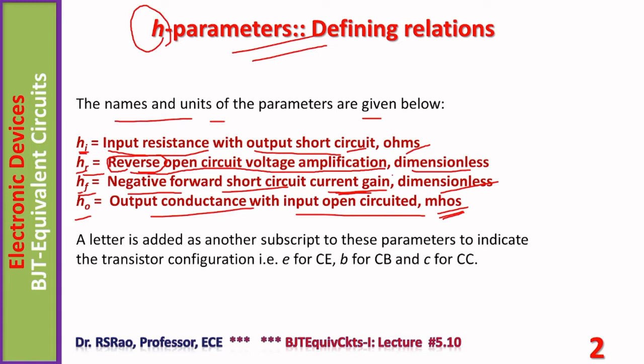dimensions quantities. A letter is added as another subscript to these parameters to indicate a transistor configuration. E for CE, B for CB, C for CC. For example, Hic means input resistance with output short circuit in case of CC configuration. If E is there in place of C, then it represents input resistance with output short circuit in case of common emitter configuration. Similarly, CB.